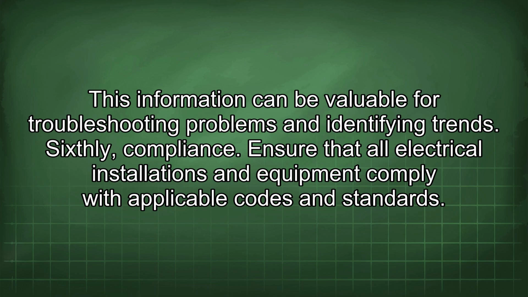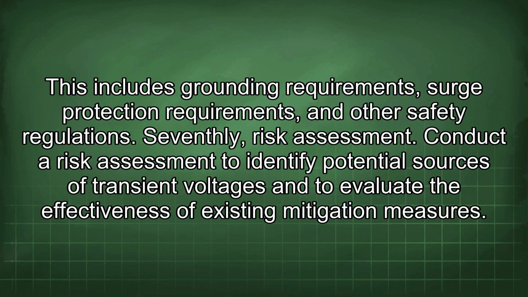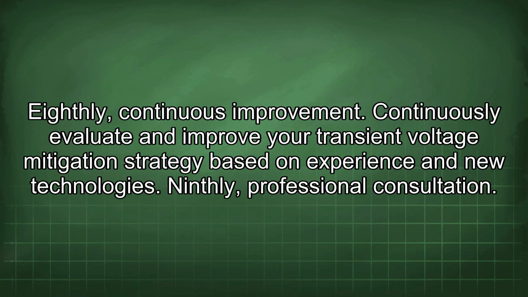Sixthly, compliance. Ensure that all electrical installations and equipment comply with applicable codes and standards. This includes grounding requirements, surge protection requirements, and other safety regulations. Seventhly, risk assessment. Conduct a risk assessment to identify potential sources of transient voltages and to evaluate the effectiveness of existing mitigation measures. Eighthly, continuous improvement. Continuously evaluate and improve your transient voltage mitigation strategy based on experience and new technologies.